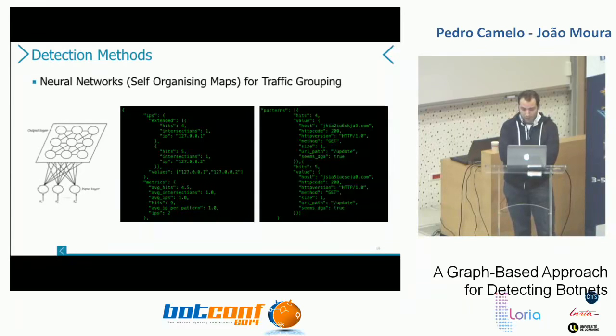In this example, you can see that the two IPs connected to two domains that have the same pattern if we don't look at the connection, and they are the same family. Maybe they are not the same group or the same campaign, but they are the same family. So we used neural networks to do this, more properly self-organizing maps.